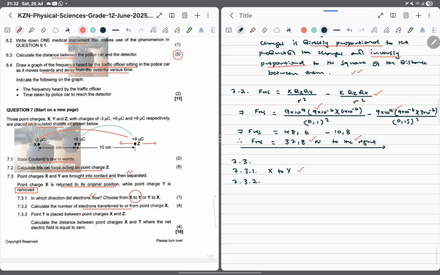First of all, we want the resulting charge on our X, since we're talking about X, so we can say the final charge on X. So X final is going to be those charges X and Y. So it's minus 3 times 10 to the minus 6 plus 6 times 10 to the minus 6, divided by 2.